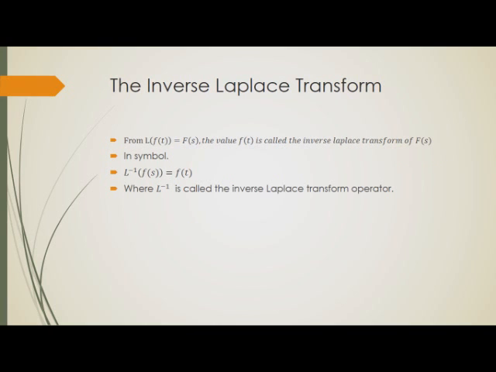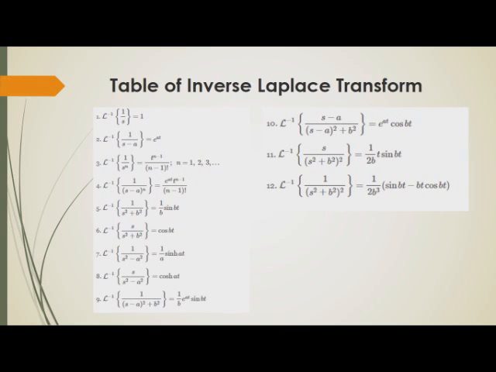The inverse Laplace transform is such that L of f of t equals F of s. The value of f of t is called the inverse Laplace transform of F of s. In symbols, L raised to negative 1 of F of s equals f of t, where L raised to negative 1 is called the inverse Laplace transform operator. So this is the table of inverse Laplace transforms.